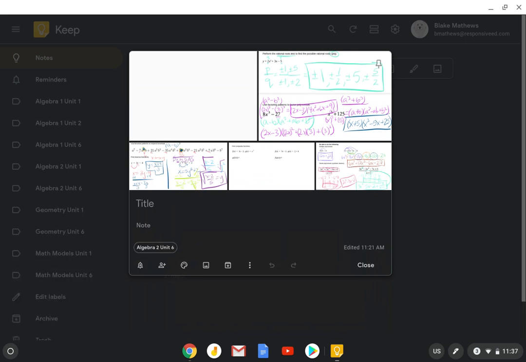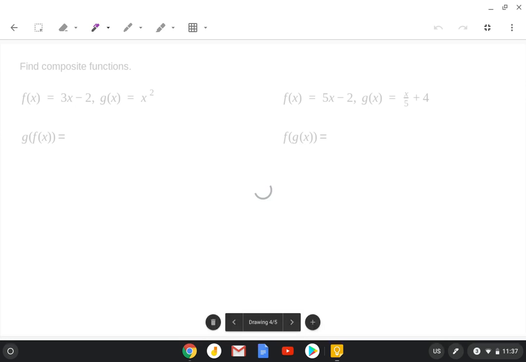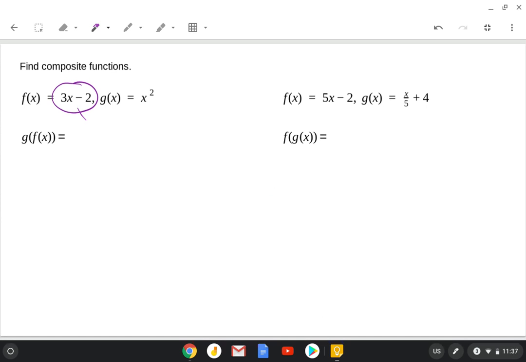All right, one last little section, and this is dealing with composite functions. A composite function is when you take one function and plug it into the other. So in this, it says to do g of f of x. In other words, take the f of x function and plug it into the x here. Notice I'm replacing the x, not the x squared. So it's going to be the following: 3x minus 2 squared.